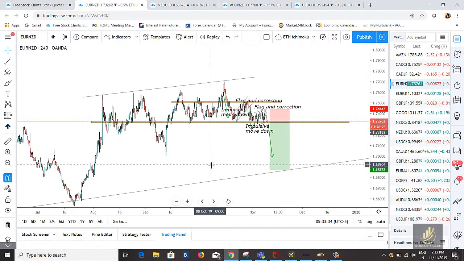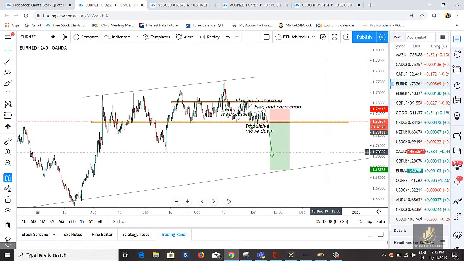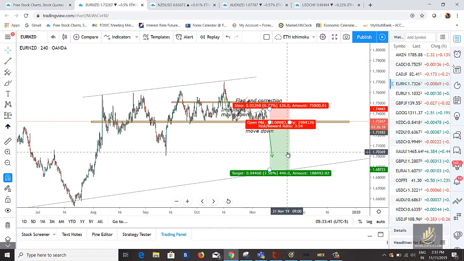Please do take care of risk and lot management. These are impulsive moves, and you have to take care of your risk.